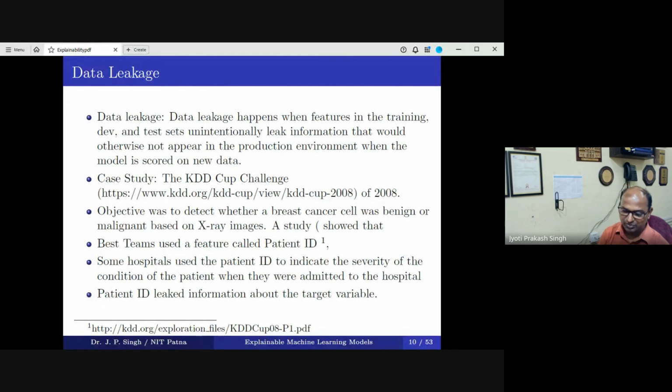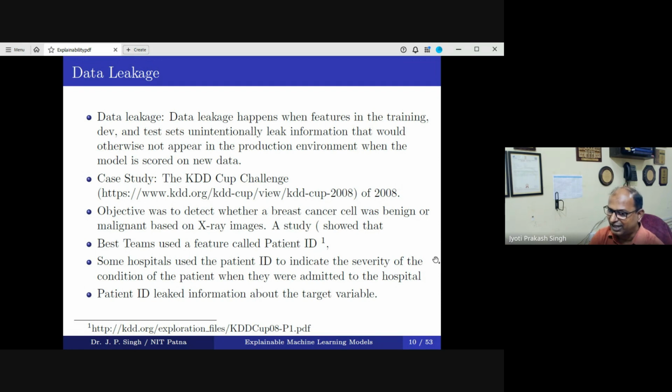Why did that happen? Because the data was collected from different hospitals, and some hospitals, while giving the patient ID, put in a field indicating whether the patient was serious or a normal patient. If the patient was serious, they marked it. So they kept that coded information in the patient ID field. That coded information was in fact used by the model to predict whether it was benign or malignant. I hope I am clear with this point to everyone.